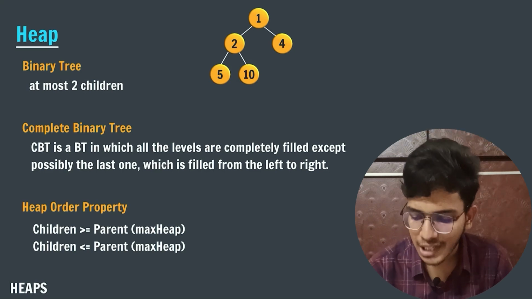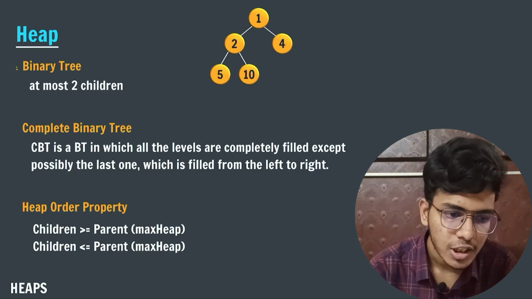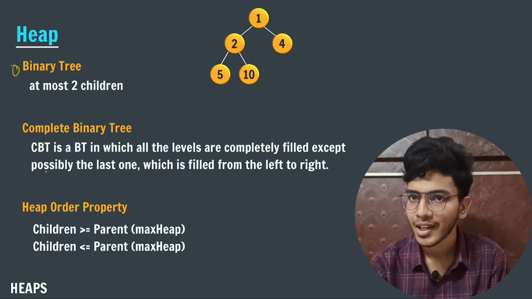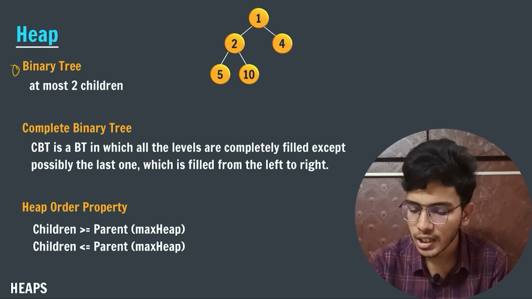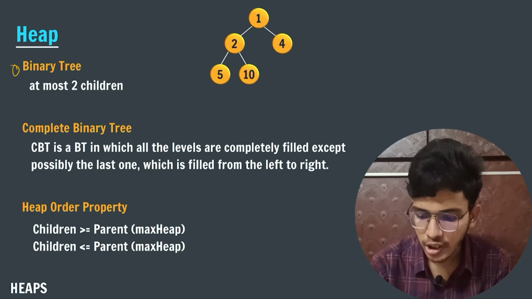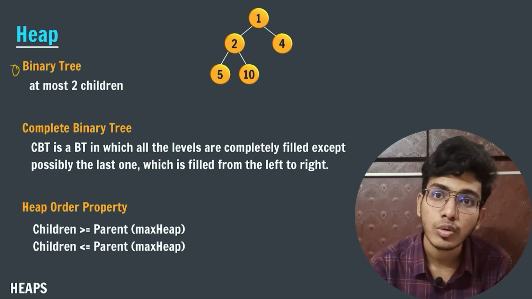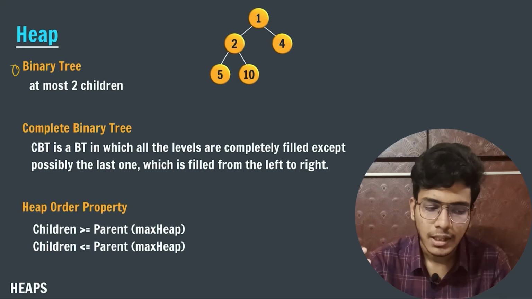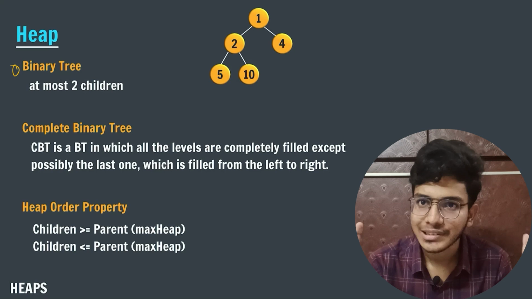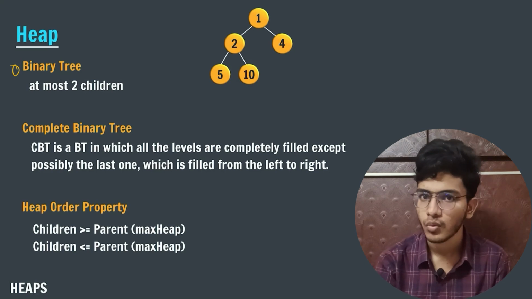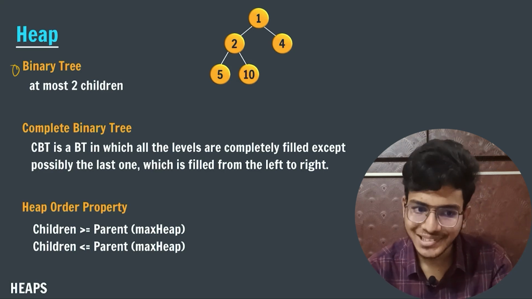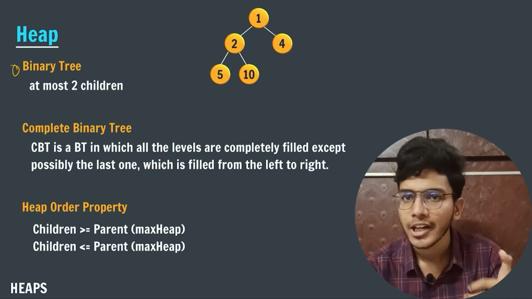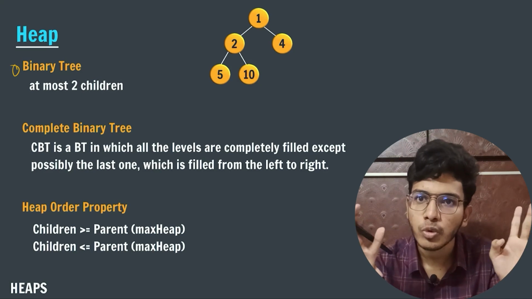The first property is it should be a binary tree. It means that for a given structure, it should not have more than two branches. If it has more than two branches, then it is a tree, but it is not a heap. Right? So the first condition is that it is a binary tree. It means that at max it can have two children.